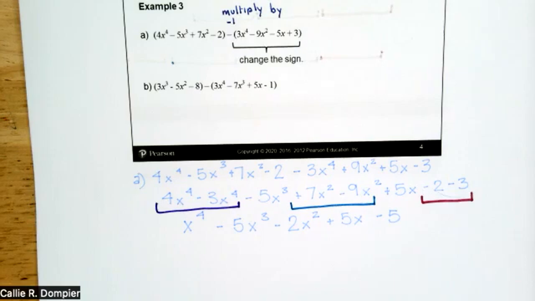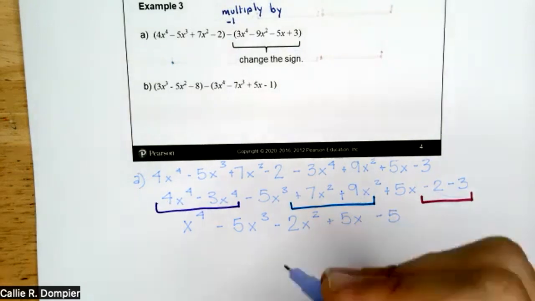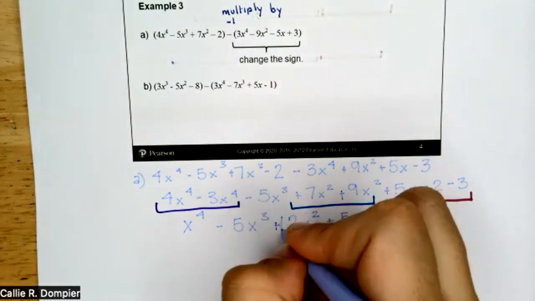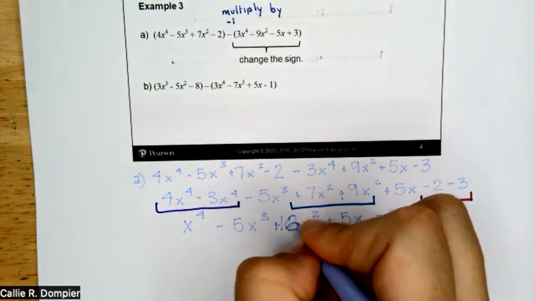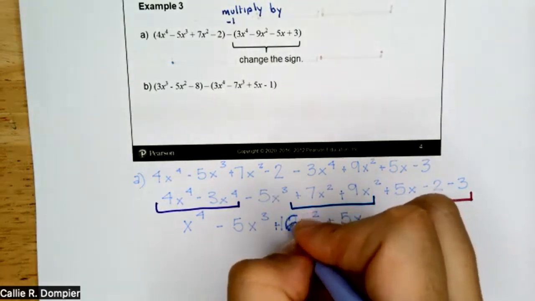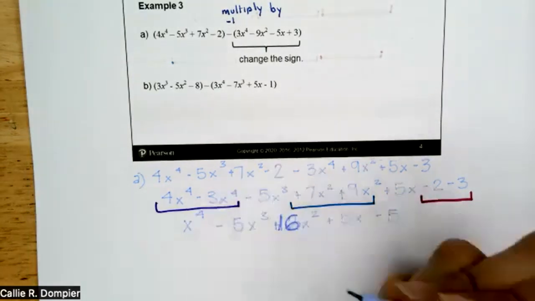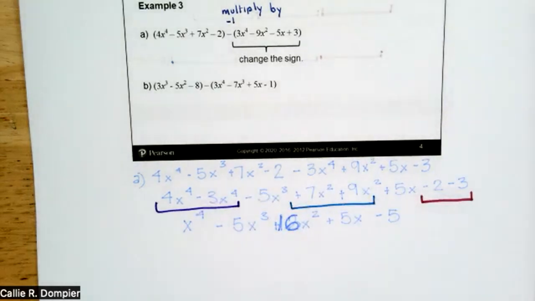I did something wrong. Thanks. Thank you. That's a 16. All right. Plus 5x minus 5. Any other mistakes you guys see? Good job. Thank you.